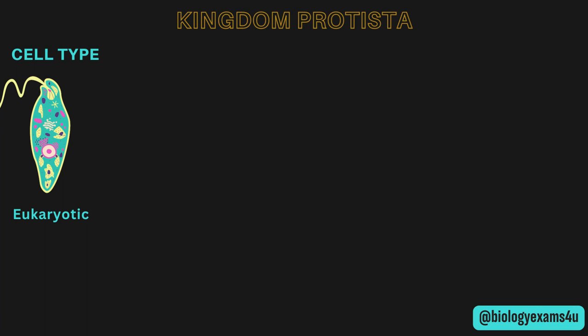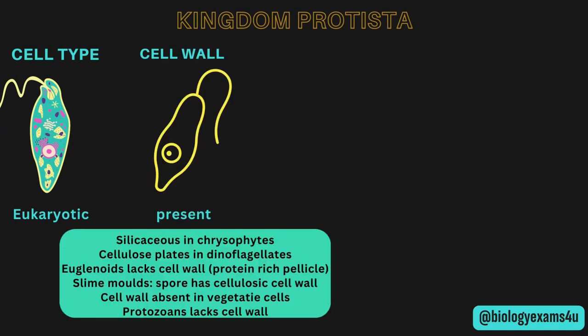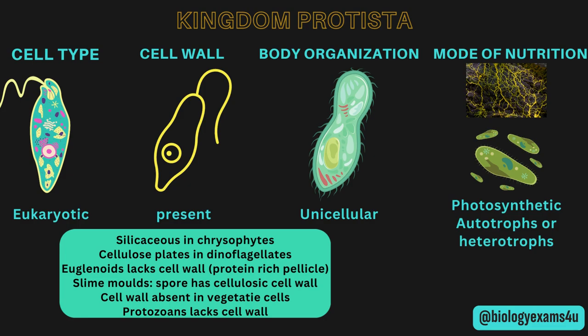They are eukaryotic, meaning with true nucleus and other membrane-bound organelles. Cell wall has silica depositions in chrysophytes and is arranged as cellulose plates in dinoflagellates. Euglenoids lack a cell wall and have a protein-rich pellicle as outer membrane. Slime mold spore has a cellulosic cell wall, but cell wall is absent in vegetative cells. Protozoans lack a cell wall just like animal cells. All are unicellular with autotrophic or heterotrophic mode of nutrition.